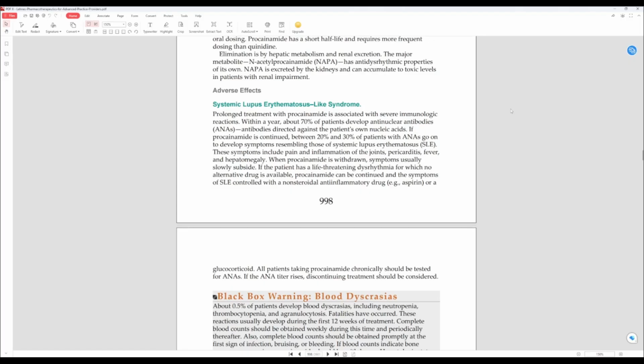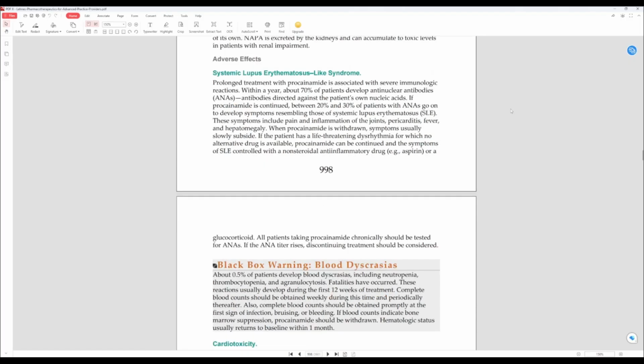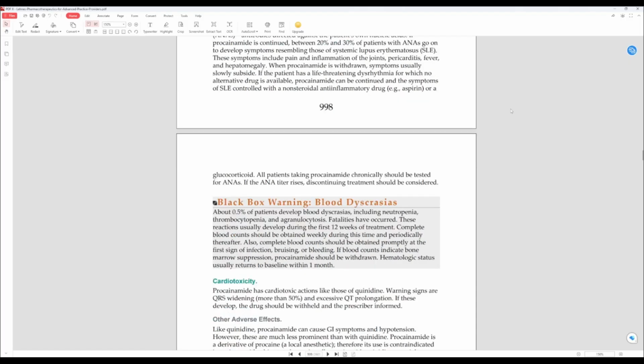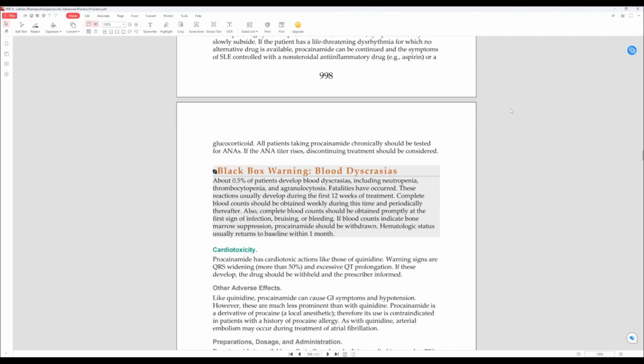These symptoms include pain and inflammation of the joints, pericarditis, fever, and hepatomegaly. When procainamide is withdrawn, symptoms usually slowly subside. If the patient has a life-threatening dysrhythmia for which no alternative drug is available, procainamide can be continued, and the symptoms of SLE should be controlled with a nonsteroidal anti-inflammatory drug such as aspirin or glucocorticoids. All patients taking procainamide chronically should be tested for ANA. If the ANA titer rises, discontinuing treatment should be considered.